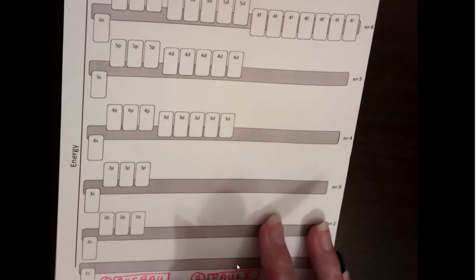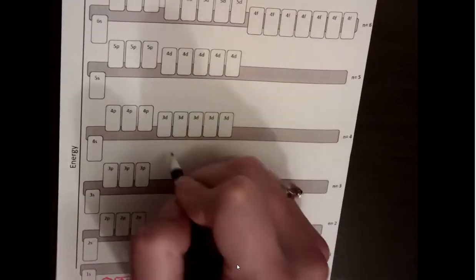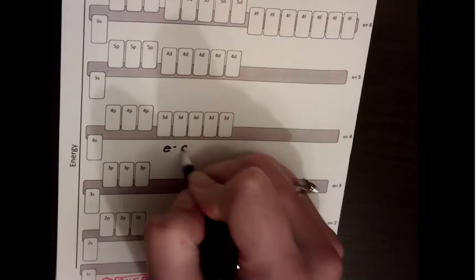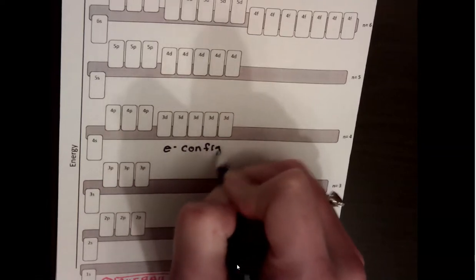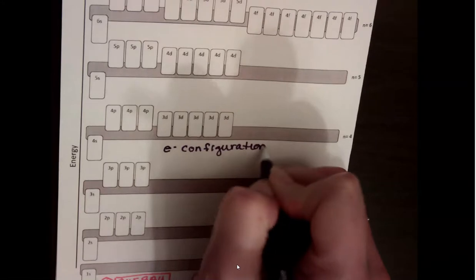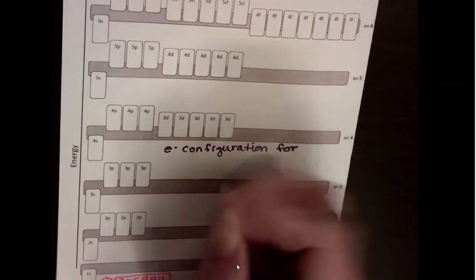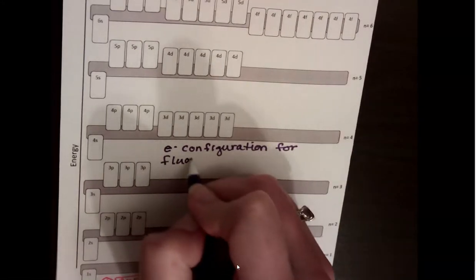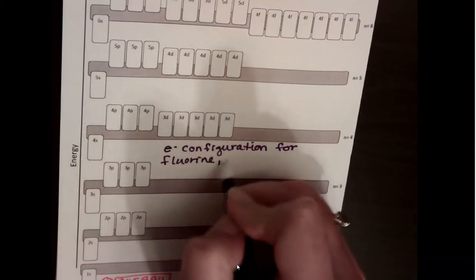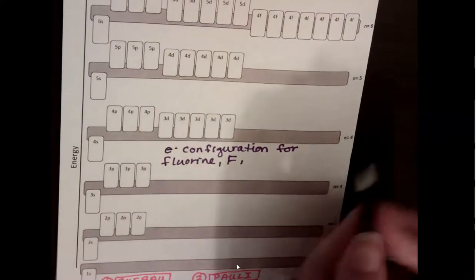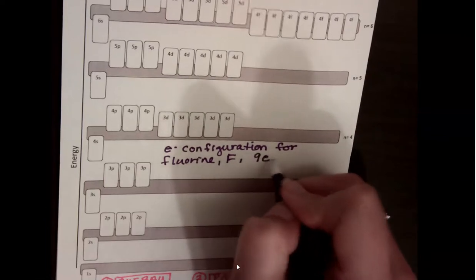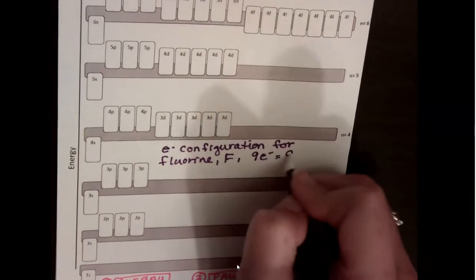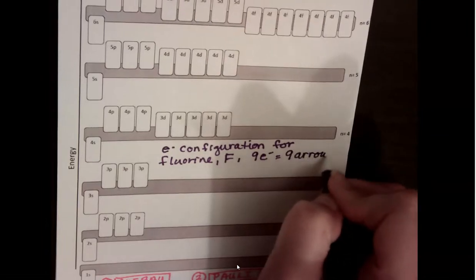I'm going to scoot up here where I have some extra space. And we are going to be trying to figure out the electron configuration for fluorine. Now, if you look at your periodic table, you'll see that fluorine has 9 electrons. So we're going to be allowed to put 9 arrows in our picture. In this diagram, we'll have to put 9 arrows.